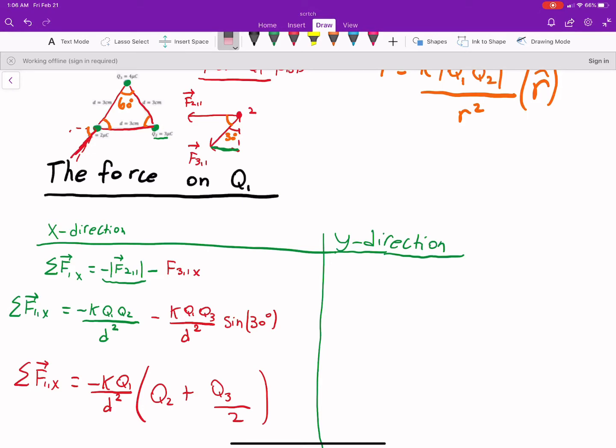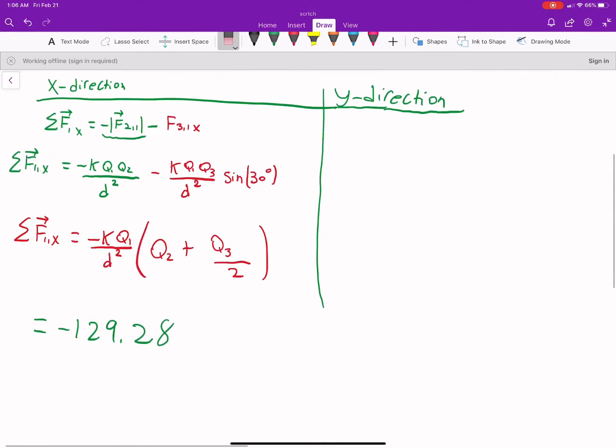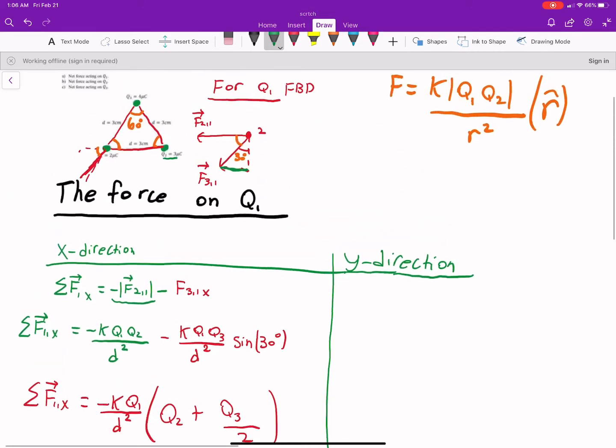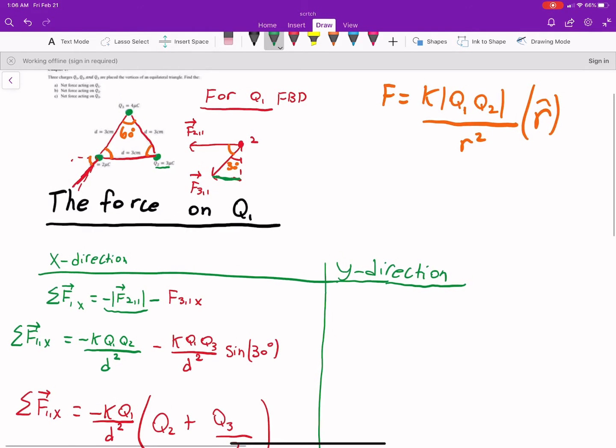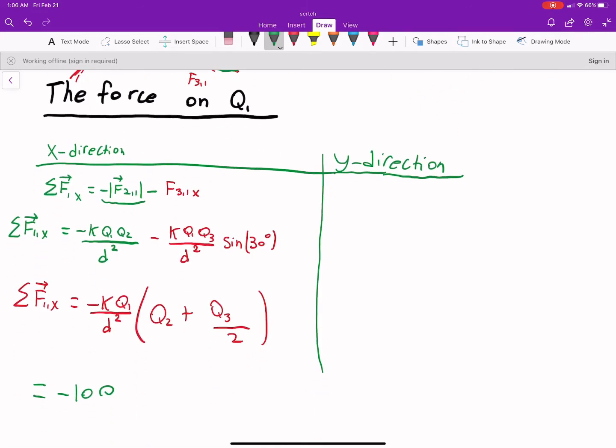Minus 100. Sorry about that. I was about to say that's a very big charge. Minus 100. Sorry about that. Sine of 30 is not root 3 over 2, it's 1/2. So don't forget our basic trig.